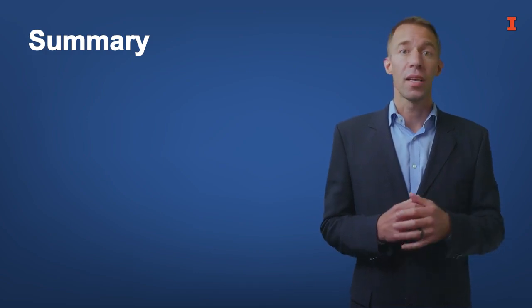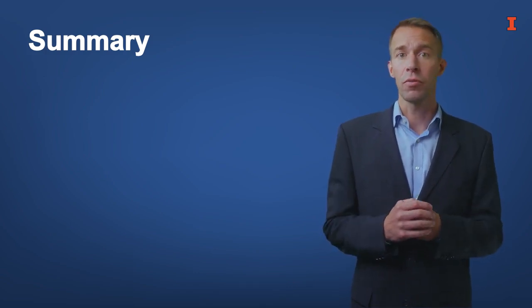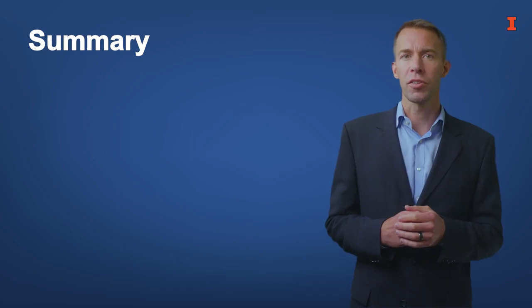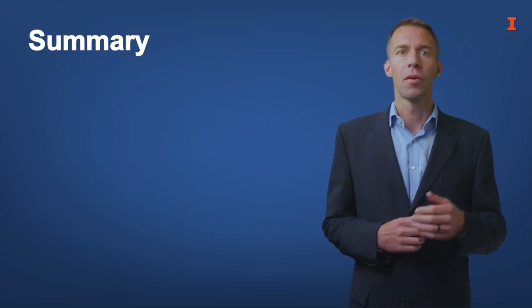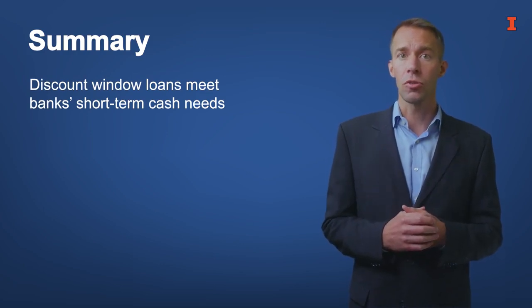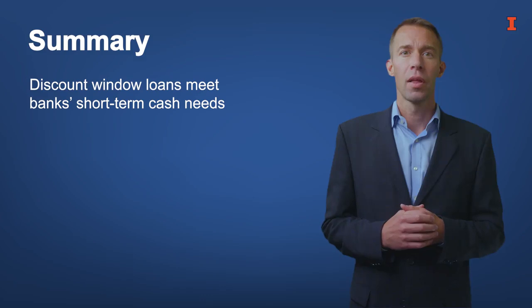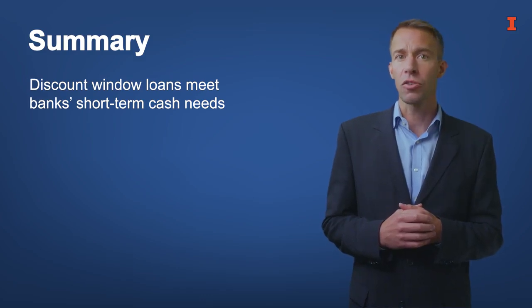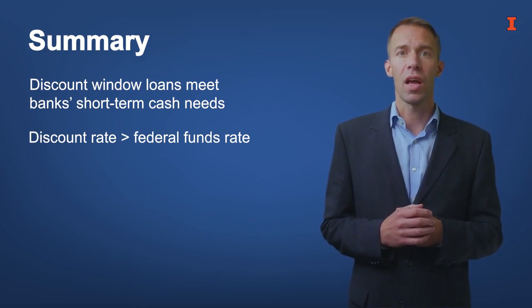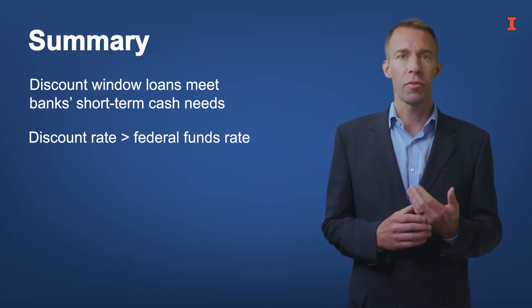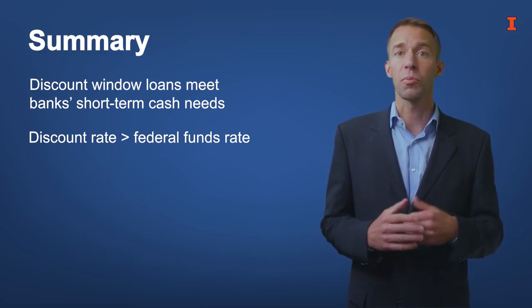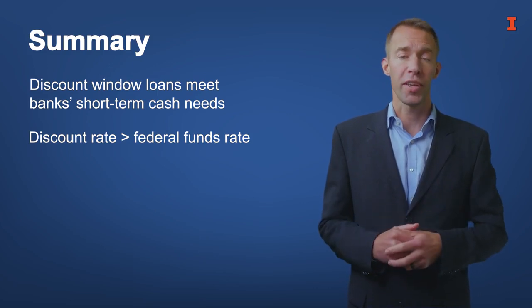Let's sum up. In this session, we have discussed the Federal Reserve's discount window. This is an important part of the traditional monetary policy toolkit. What did we learn? First, discount window loans are short-term secured loans to banks. They help banks manage any short-term cash needs. Second, discount loans are a substitute to borrowing federal funds in the interbank market. As a result, the discount rate provides an upper limit for the federal funds rate.